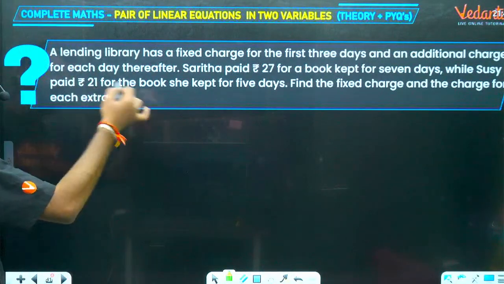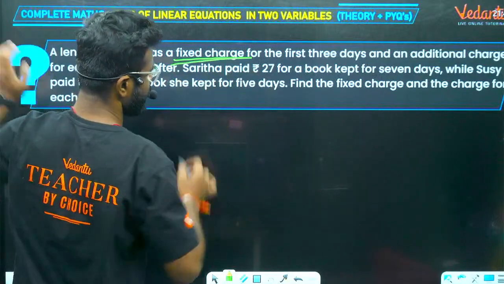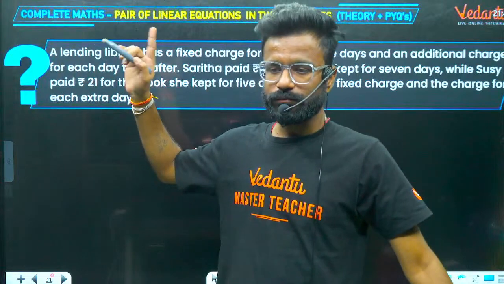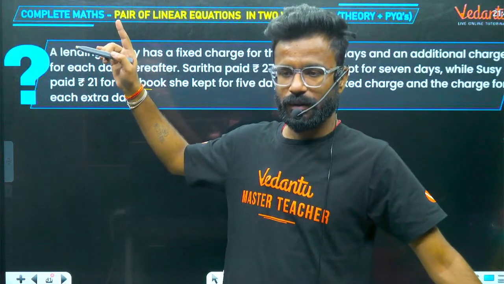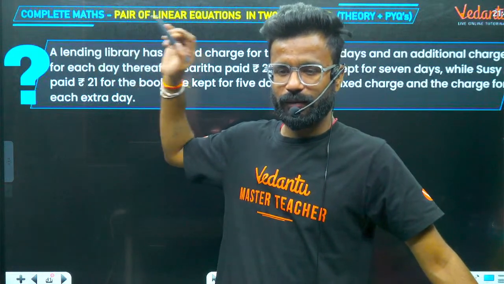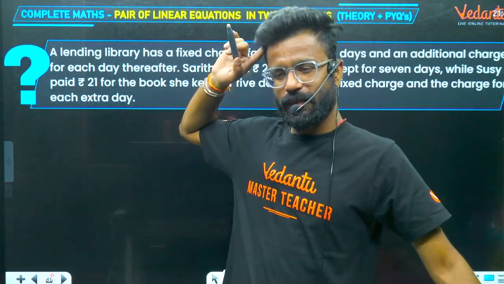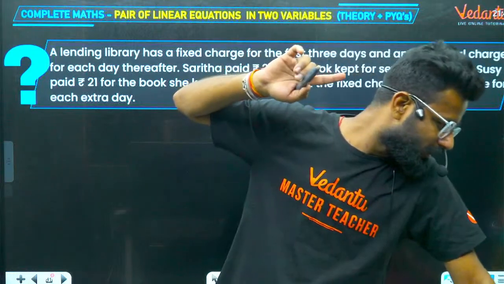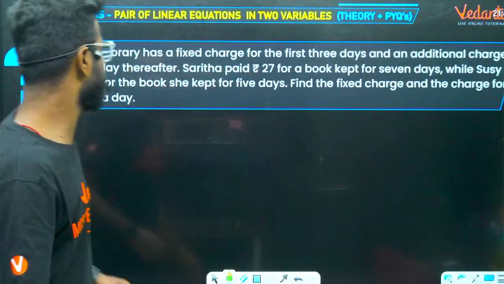A lending library has a fixed charge. This question is as simple as that question. Which question? Fixed charge and the charge per kilometer. Remember? Same question.